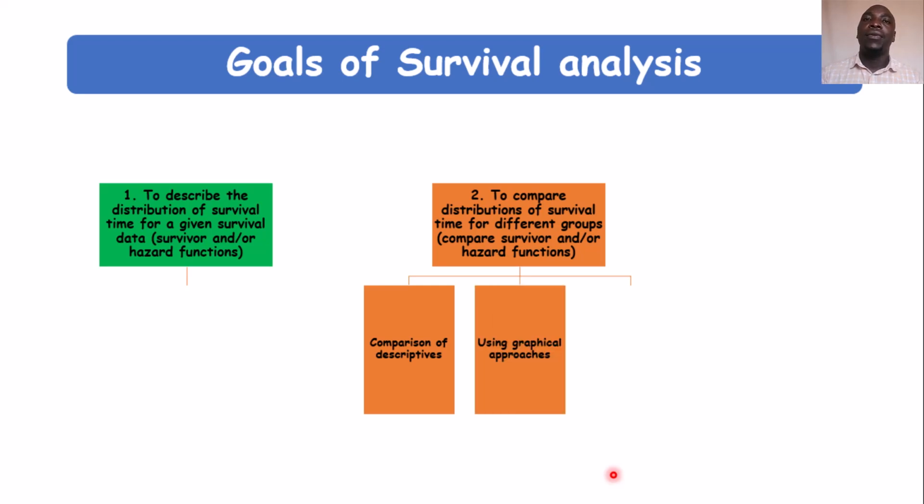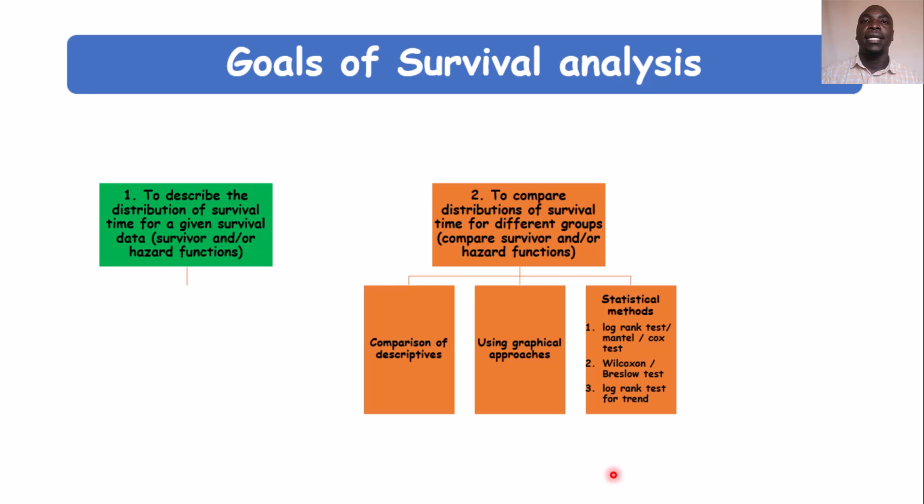Next, we can use graphical approaches. We plot graphs for one group against the other, and we see which one is higher or which one is having lower survival. Or else we can use statistical methods. We can use the log rank test, or what is called the Mantel-Cox test. We also have the Wilcoxon, also called the Breslow test, or the log rank test, but for ordinal data.